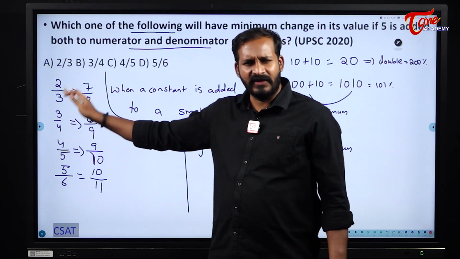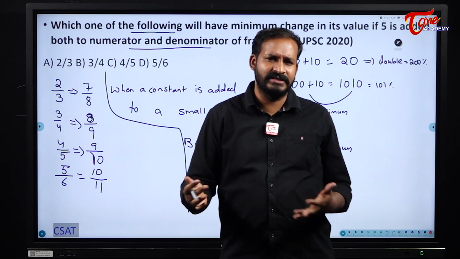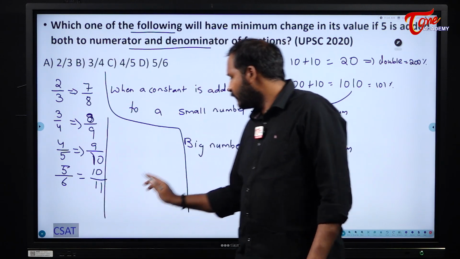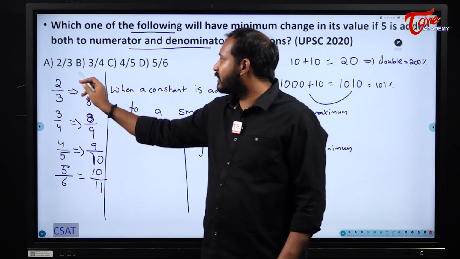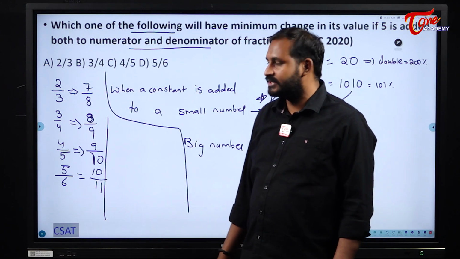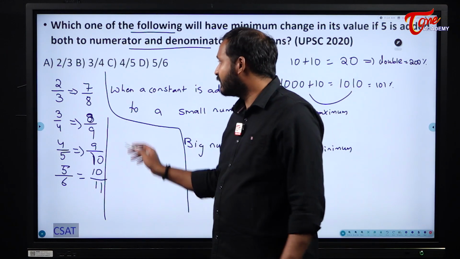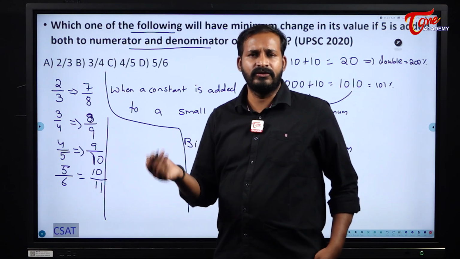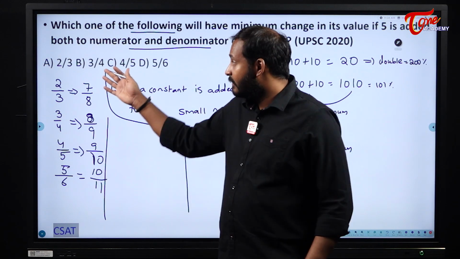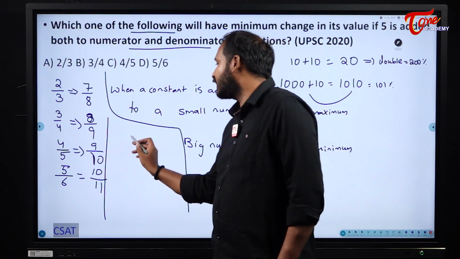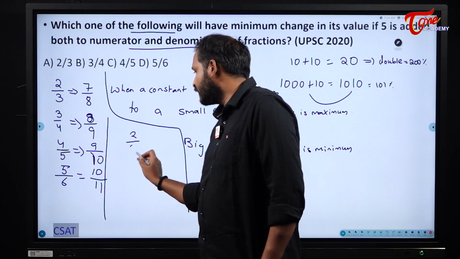From 2 by 3 you would otherwise find the difference and take the percentage and all. Instead of that, if you know this concept, tell me which one is big among the given 4 options. Sir, they are given in fractions. If they had given 2, 3, 4, I could tell easily. So how can you compare the fractions? Please observe carefully.